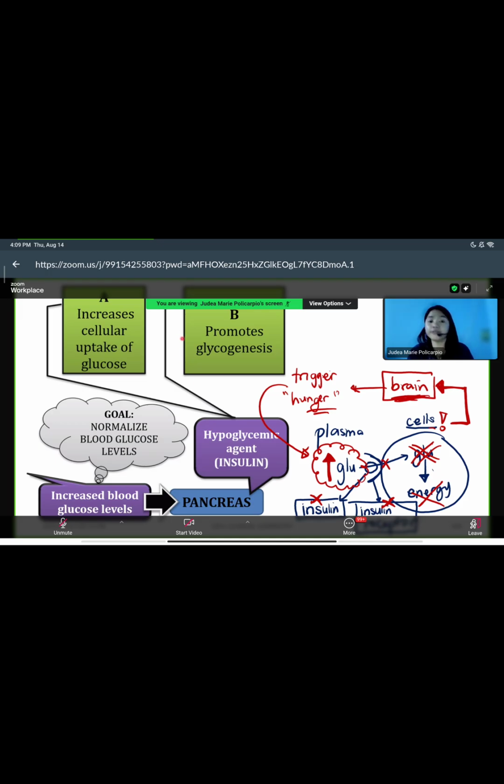Okay, so therefore, yan pala yung gagawin ng insulin natin, no? In case lang talaga na sobrang dami talaga ng glucose sa plasma, they will try to convert them into glycogen. They will temporarily store them in the liver and in the muscles.